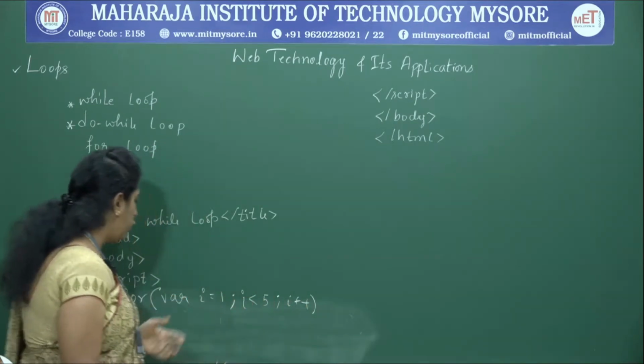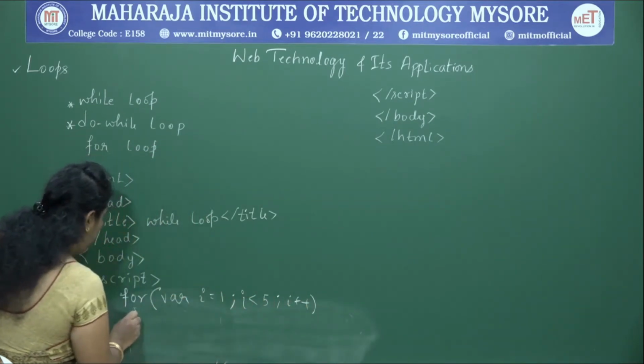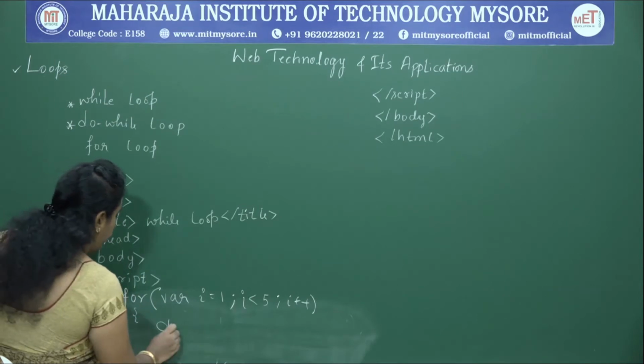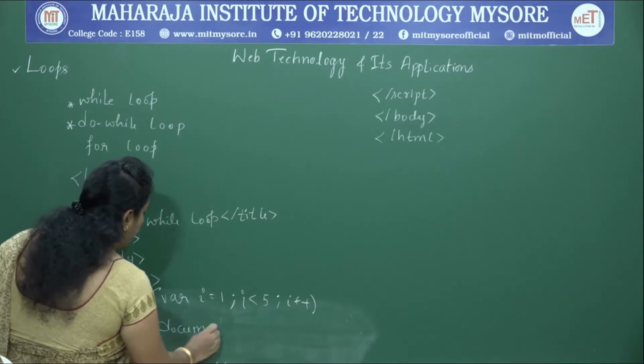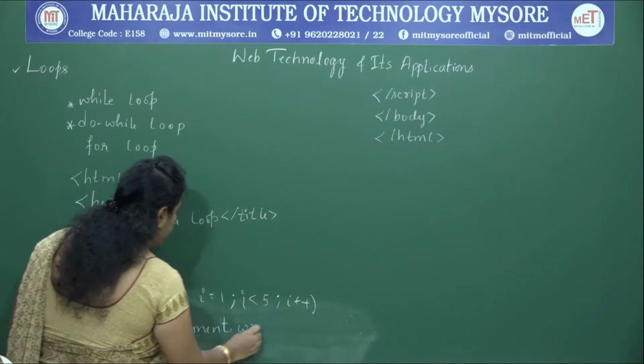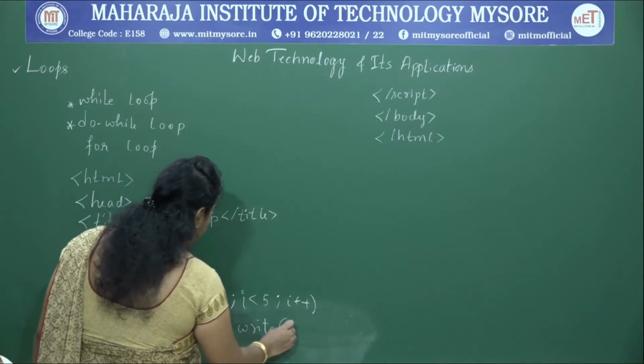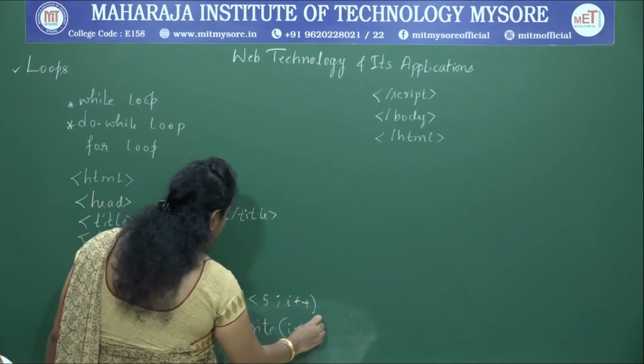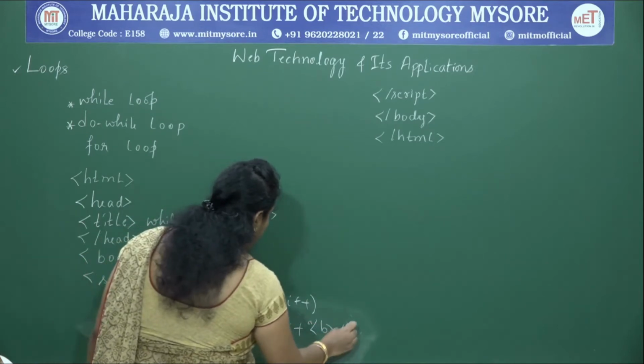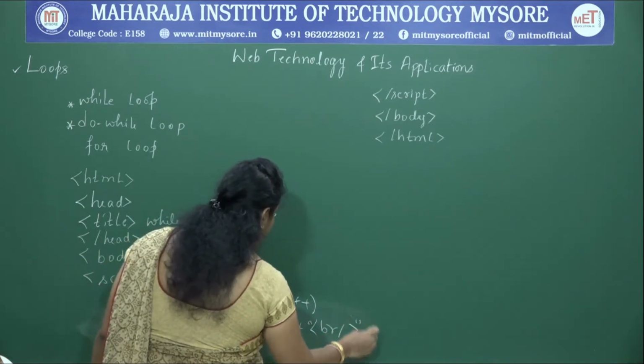Okay. So now inside the for loop, I am going to use document.write, print the i value, then use the break tag to add a line.